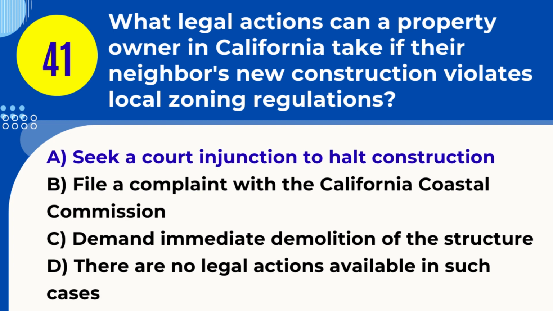Answer: A. Seek a court injunction to halt construction. Explanation: In California, if a property owner's neighbor violates local zoning regulations with new construction, the owner can seek a court injunction to halt the construction. They may also file a complaint with local zoning authorities to enforce compliance with zoning laws.